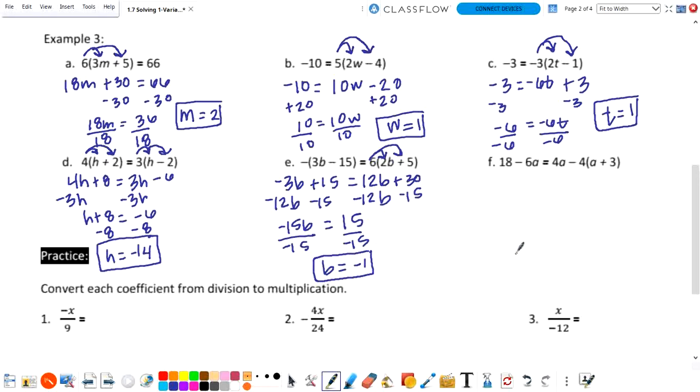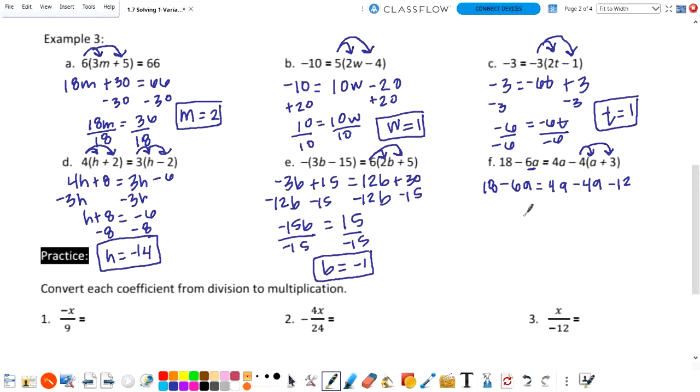All right, let's look at F. Last one. We don't have to distribute anything out on the left side. We do on the right side, but there are still variables on both sides, right? So let's start by distributing our negative 4 to A and to positive 3. Okay, so negative 4 times A is going to be negative 4A, or minus 4A. And negative 4 times positive 3 is going to give us negative 12. Don't forget that this negative is part of this 4 that's being multiplied out. You have to use that.